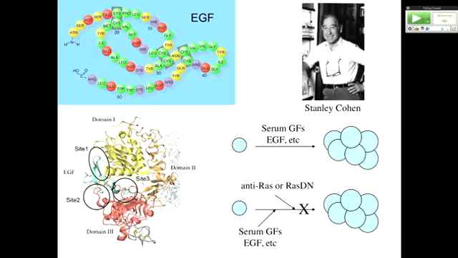So the first link between the people doing growth control and cancer genetics came from the demonstration that downstream of growth factor action lay this growth control pathway uncovered by oncogenes and proto-oncogenes.